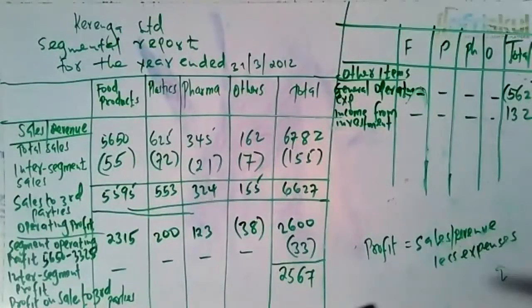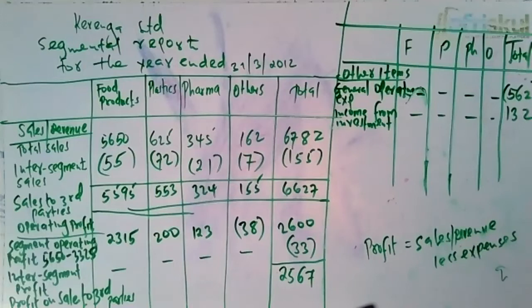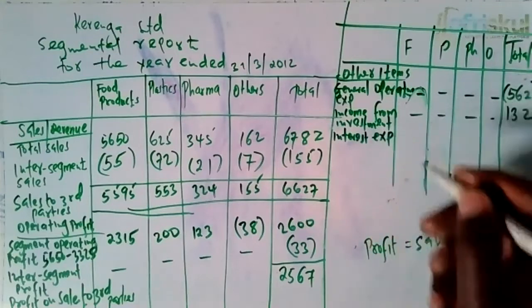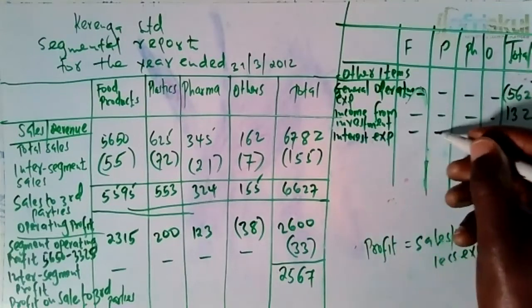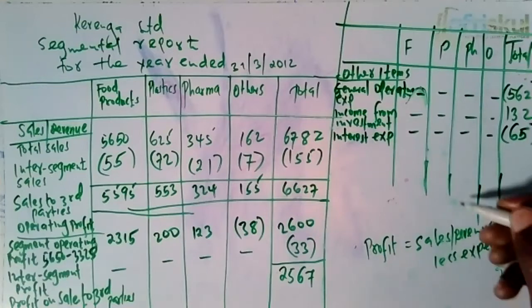So we can continue. We're talking about other items, where we have general operating expenses and income from investment. Expenses we subtract, and incomes we add. Then the next expense is interest expense, which is 65. It's not specific, but a general expense. When I say it's not specific, I mean it's not specific to food products, plastics, pharmaceuticals, and others. That is why we take it to the column of totals.